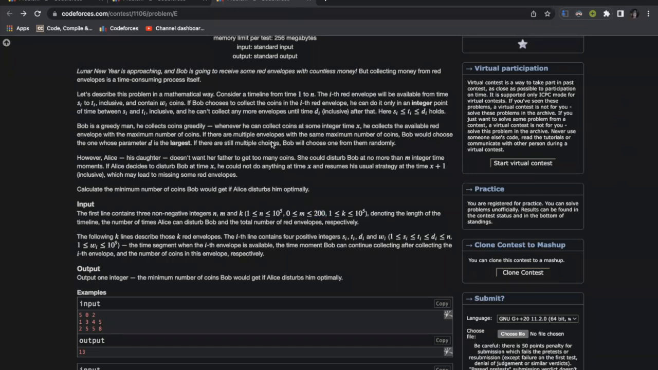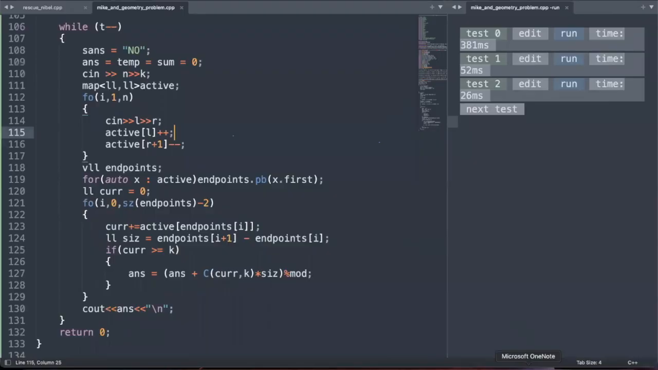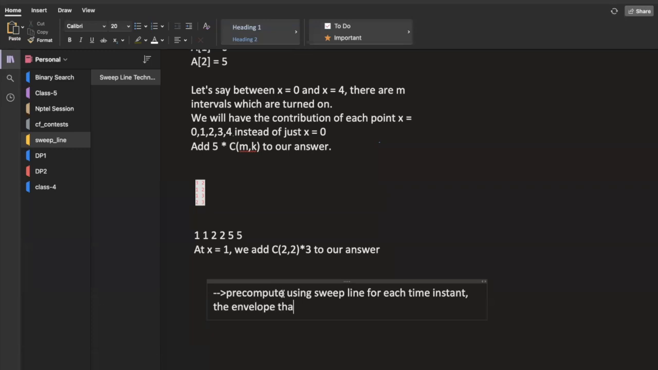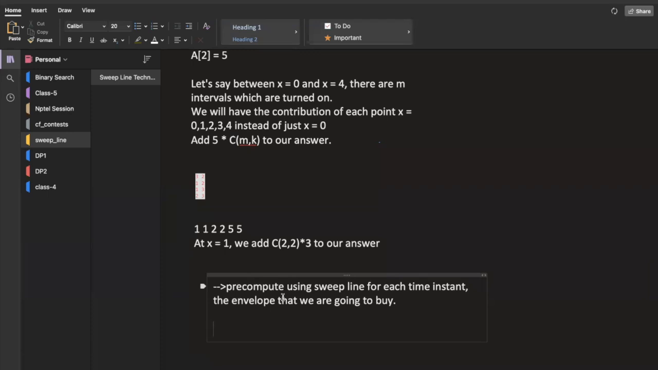And the state of the DP will look something like this. So first of all, we will pre-compute using sweep line, for each time instant, the coin that the envelope that we are going to buy. Okay. So then we can do a DP.